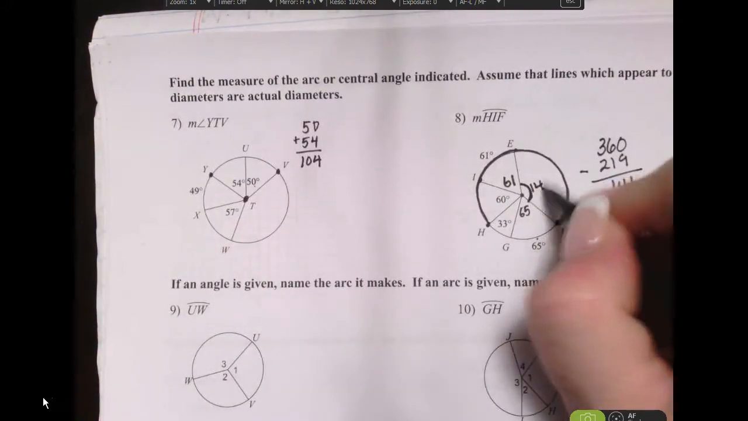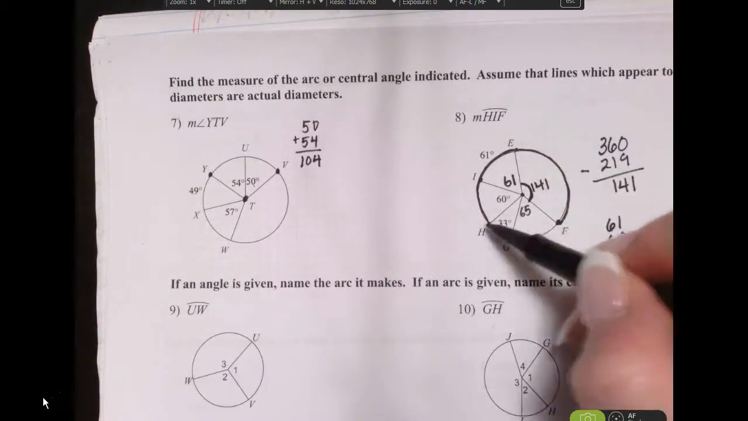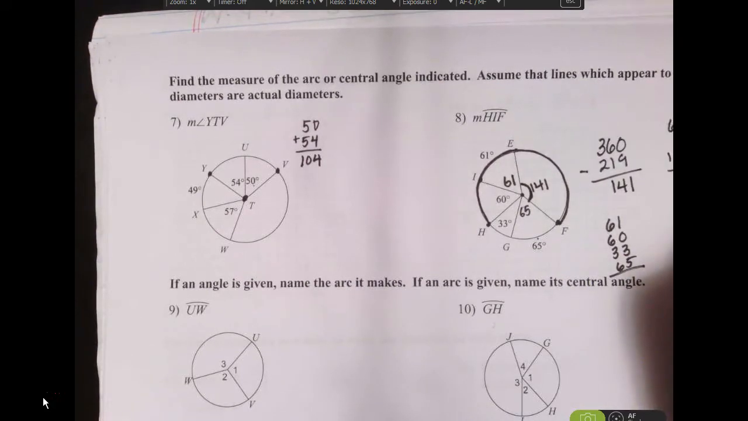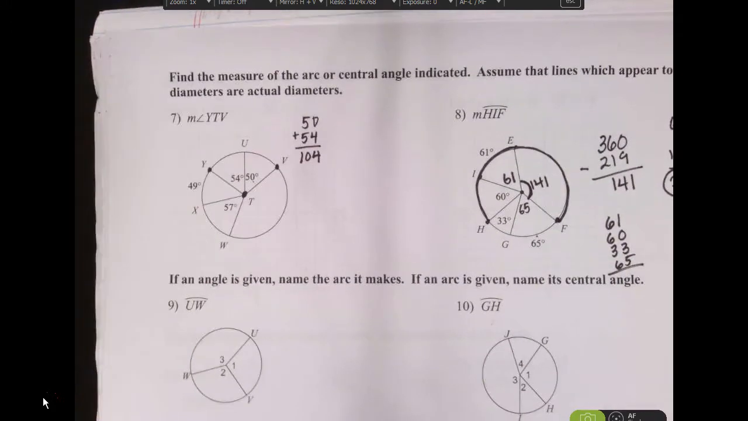So I can label that. And then HIF is composed of 60, 61, and 141. So 262 altogether.